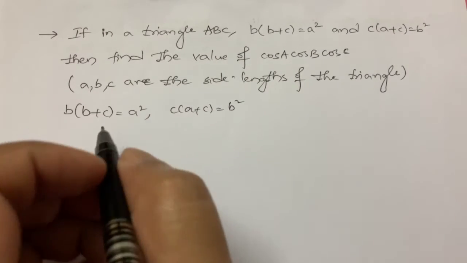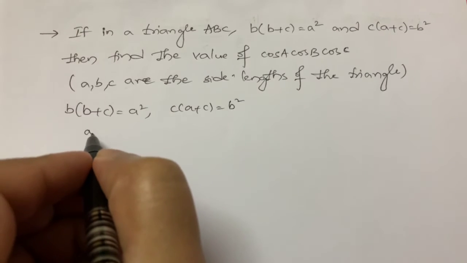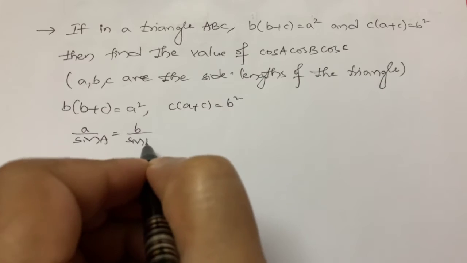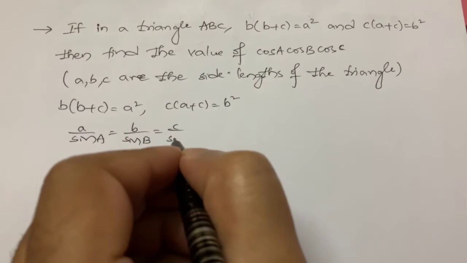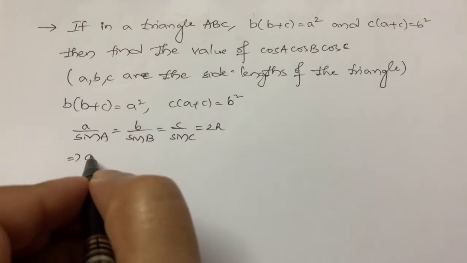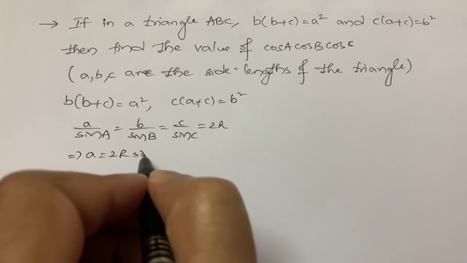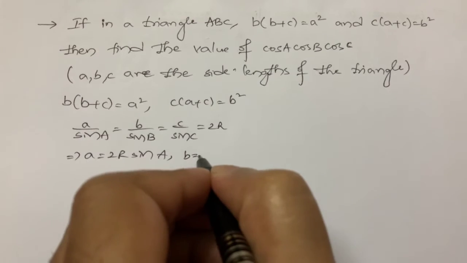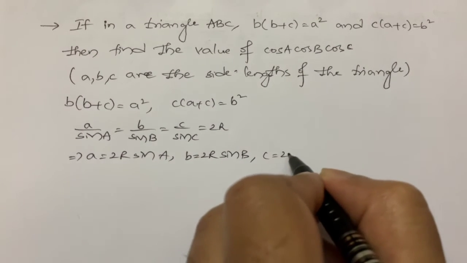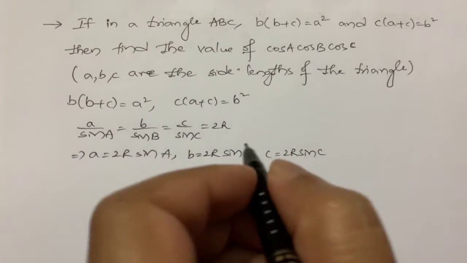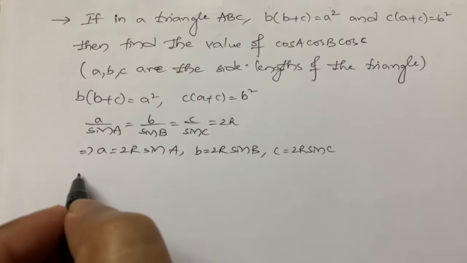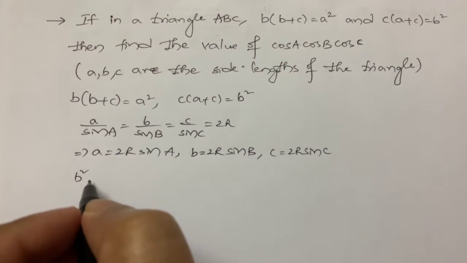So we'll convert it to the sine of the angles using the sine rule. a/sin A = b/sin B = c/sin C = 2R. This is the sine rule. So a = 2R sin A, b = 2R sin B, c = 2R sin C. So if I substitute this here, first we'll slightly adjust this equation.